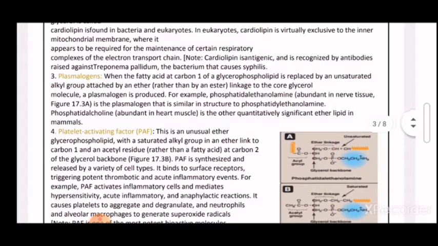Plasmalogens are phosphatidic acid which is somehow edited. When the fatty acid at carbon number 1 of the glycerophospholipid is replaced by an unsaturated alkyl group attached by an ether linkage to the core glycerol, a plasmalogen is formed.